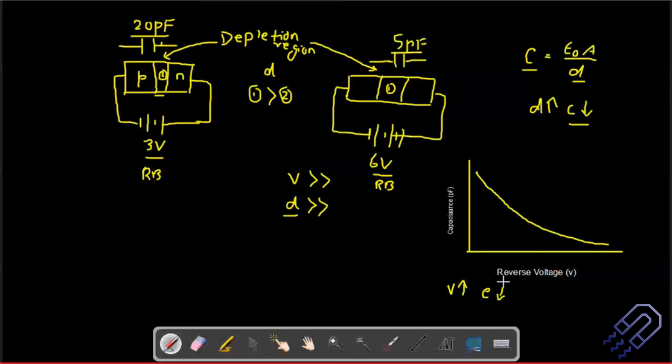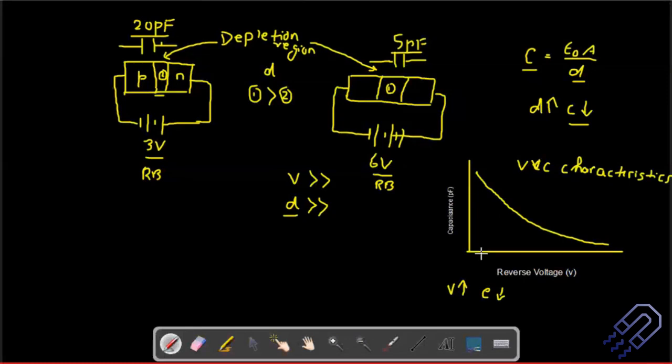And this has an exponential behavior. If you look at a typical relation of the capacitor, it is more or less exponential behavior. So this is the VC characteristics: Varactor voltage capacitance characteristics. Just like you say IV characteristics, you also have VC characteristics. So this is the VC characteristic.